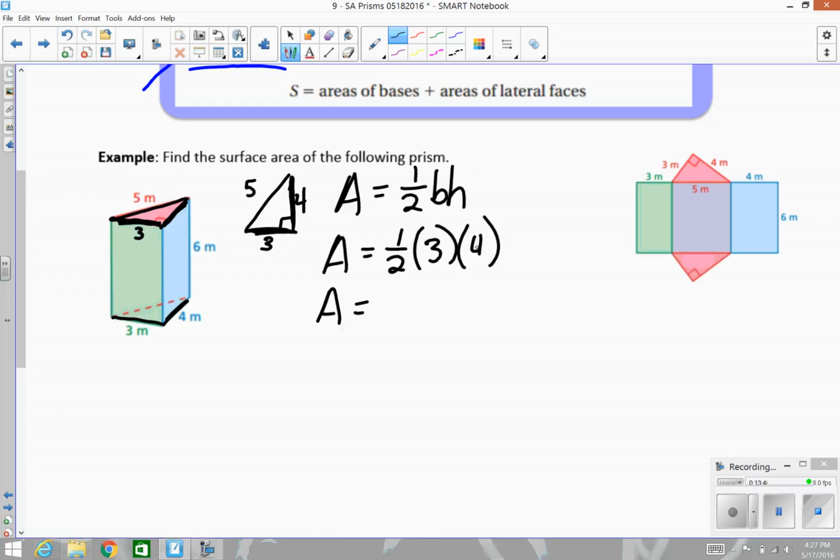Well, 1/2 of 4 is 2. 2 times 3 is 6. So this is 6 meters squared. Now that's just one side. We just took care of this here.